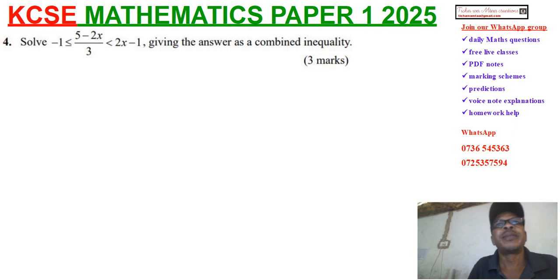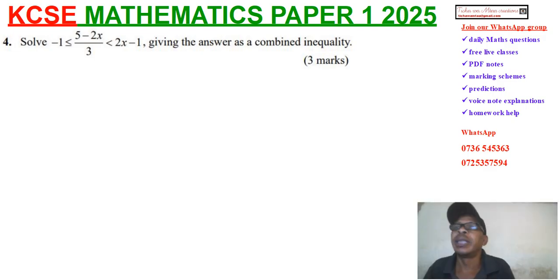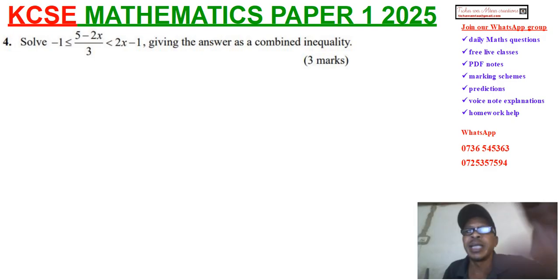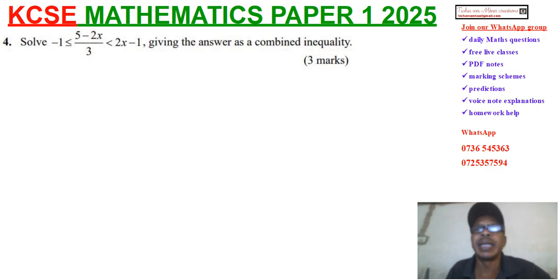This is question number 4, KCSE Mathematics, paper 1, and we are told: solve -1 less than or equals to (5 minus 2x) over 3 less than 2x minus 1, giving your answer in a combined inequality. So this is a very common question in KCSE.